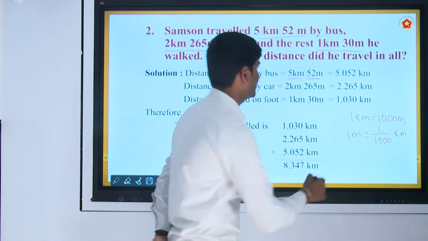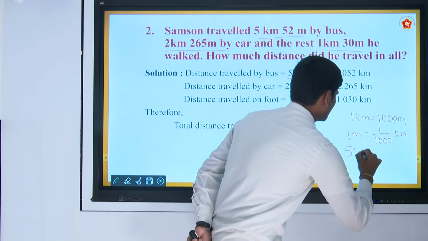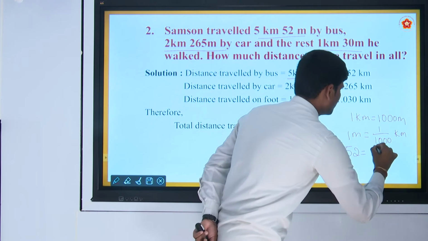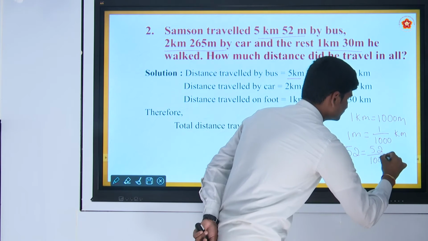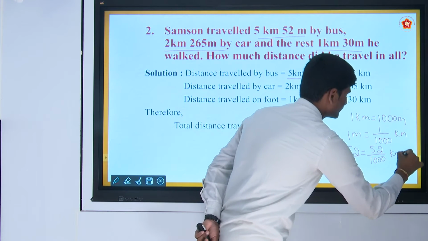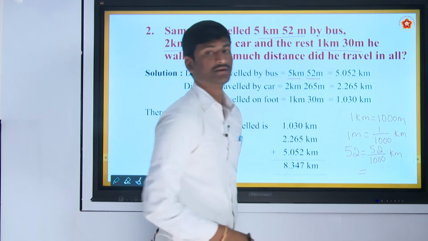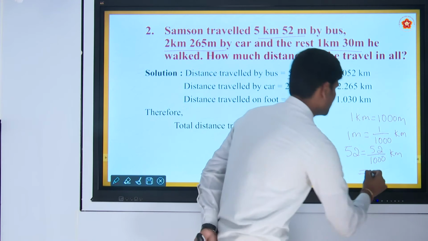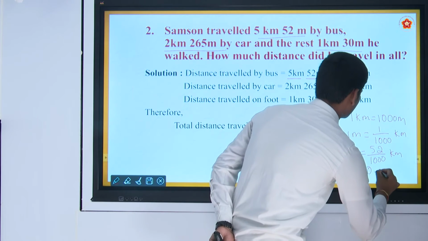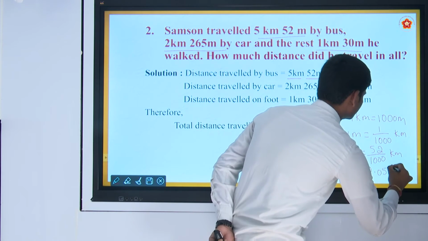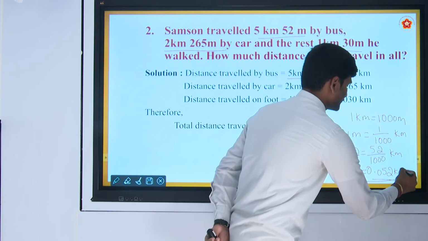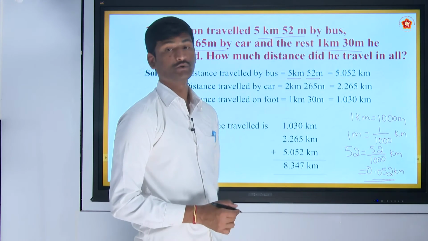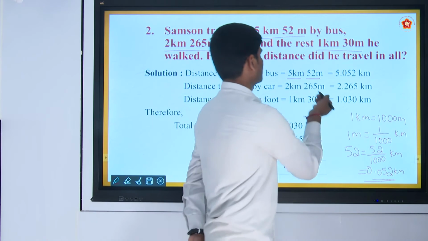But 52 meter is equal to 52 divided by 1000 kilometer. It is written in decimal form as 0.052 kilometer. 0.052 kilometer.